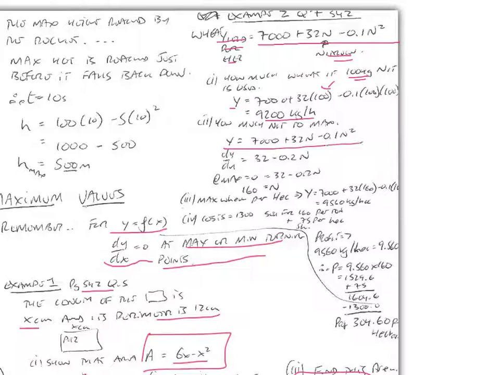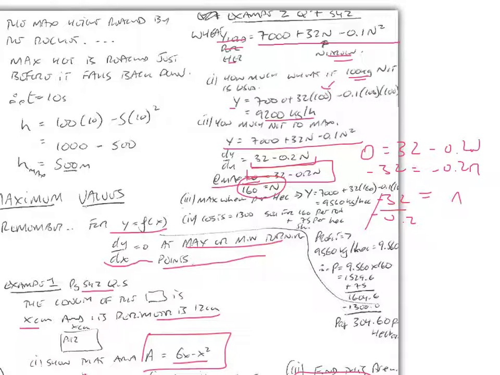Well, y is equal to that. The maximum is, first of all, we need to find dy/dx, and that's equal to 32 minus 0.2n, and at a maximum or minimum turning point, dy/dx equals 0. So 0 is equal to 32 minus 0.2n. So minus 32 equals minus 0.2n. So n is equal to 32 over 0.2, the minuses cancel anyway. n is 160. That's where that came from.